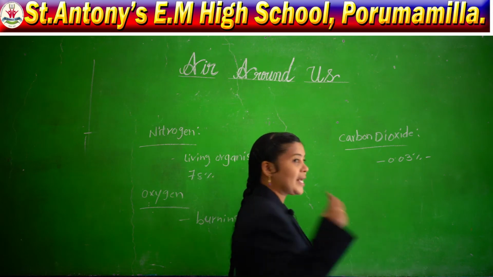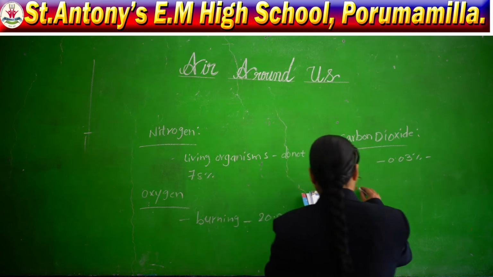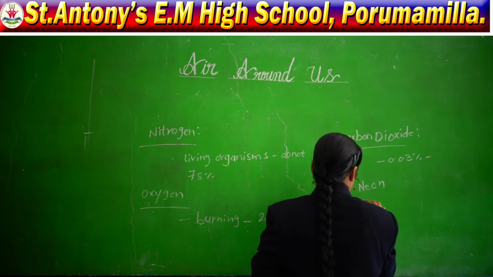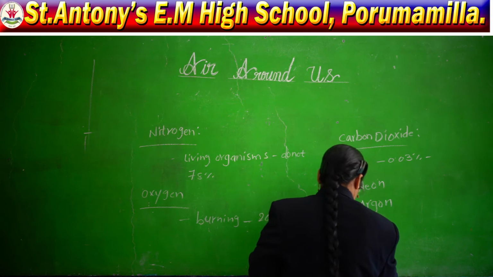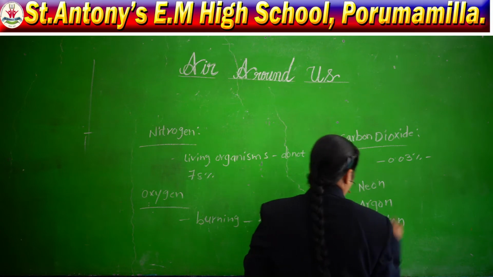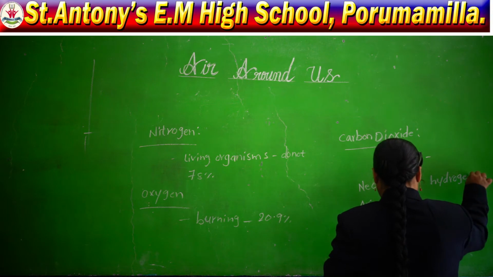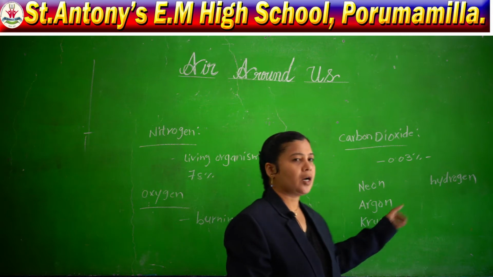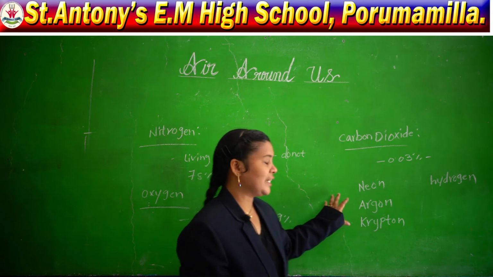So these are the other gases. What other gases are also located in this air? The other gases like nitrogen, neon, argon, krypton and hydrogen. Other gases like neon, argon, krypton, hydrogen are also located in air.